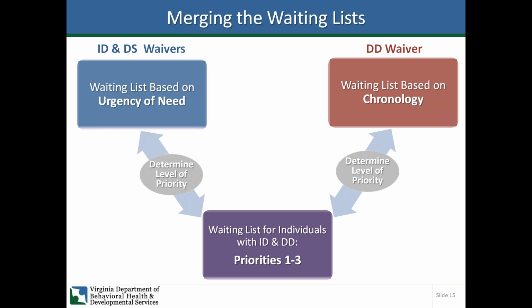As we add capacity in our system, or even as demand reduces due to people's needs being met through other means, such as rental assistance or through crisis services or our individual and family services program, that lets other individuals be served, individuals who may be in other priority categories.